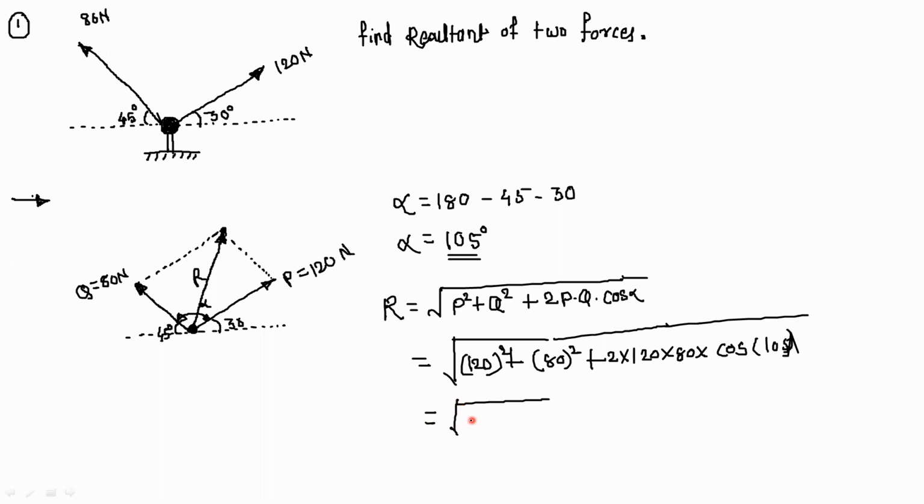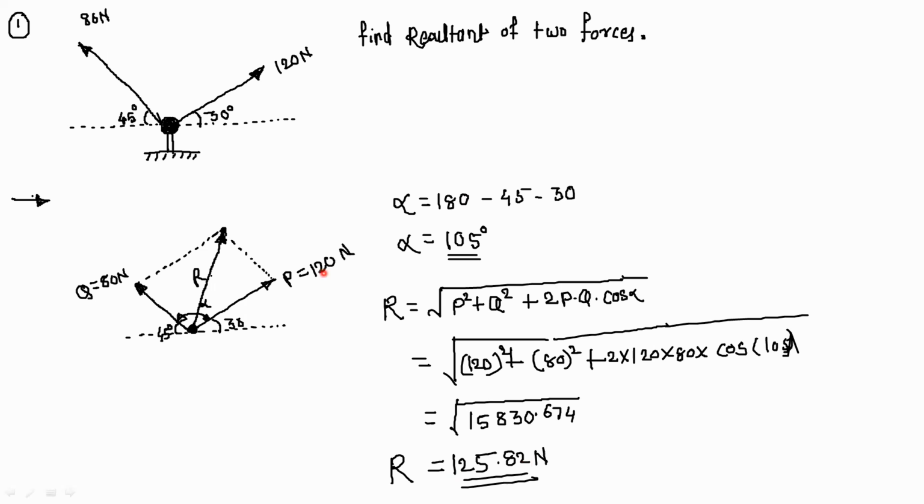So the value in the square root is 15830.674, and your resultant value R is 125.82. Okay, so we got the same answer, 125.82.